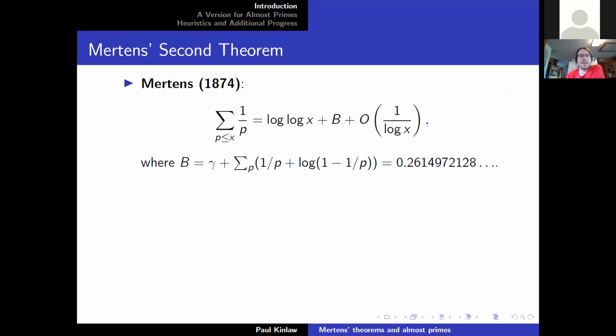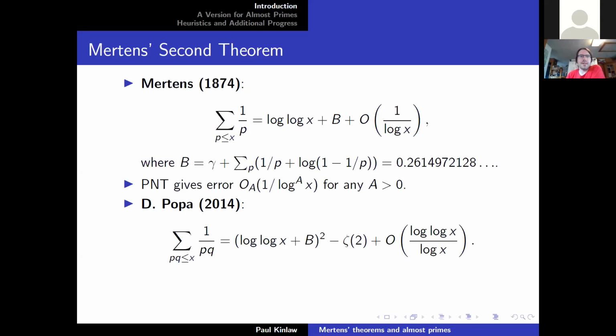Mertens' second theorem gives an estimate for the sum of reciprocals of primes up to x. So we have double log x plus a constant plus an error term, big O of 1 over log x. And here's the constant, known now as Mertens' constant. I don't think he called it that, but it's known as that now. The prime number theorem gives a better error term. For instance, it's big O of 1 over any power of log x, where the implied constant depends on the power.